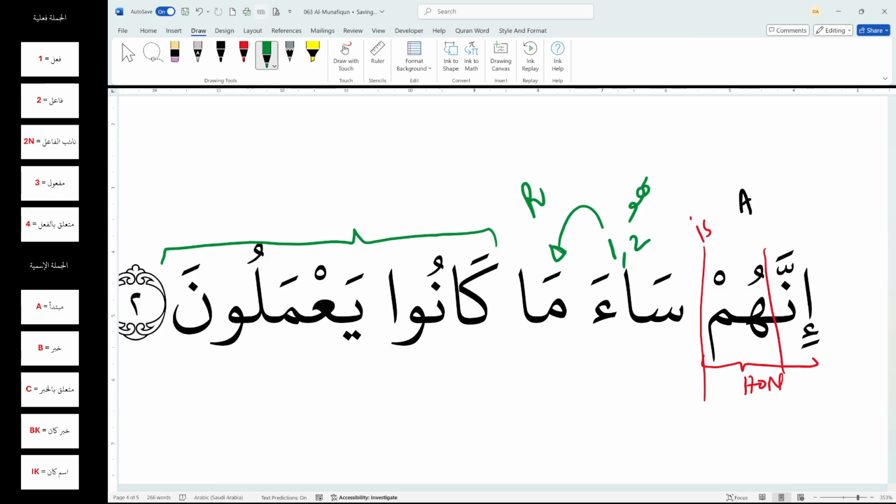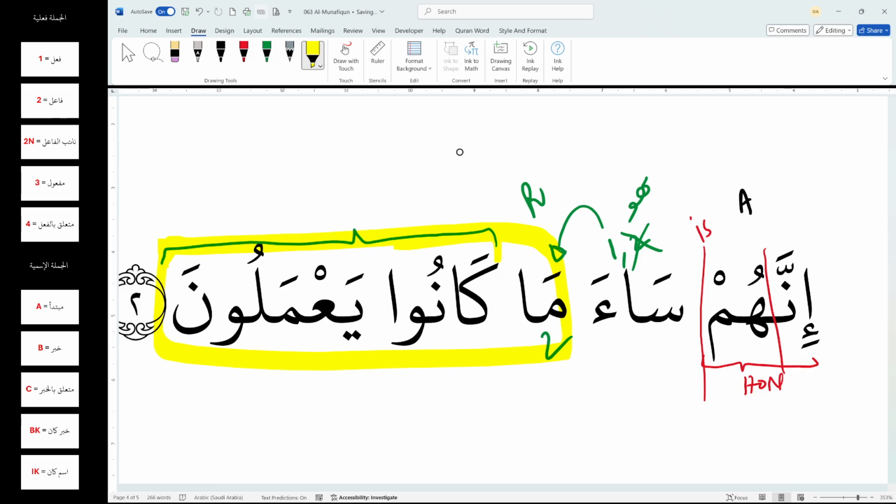Now, because ma is connected to its sila, this part is the sila, right? So ma is connected to this sila. You cannot just take the ma and make it an outside doer. You will take the full packet. This full packet is going to then become an outside doer of sa'a.